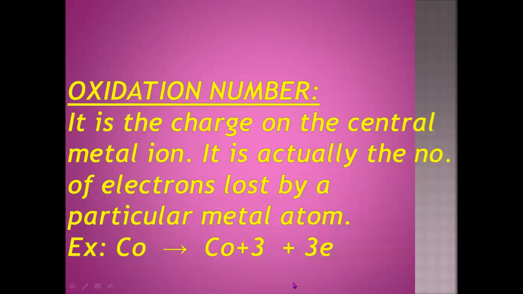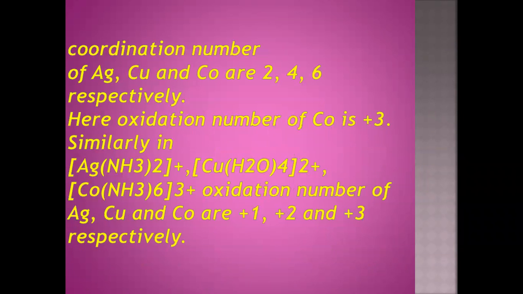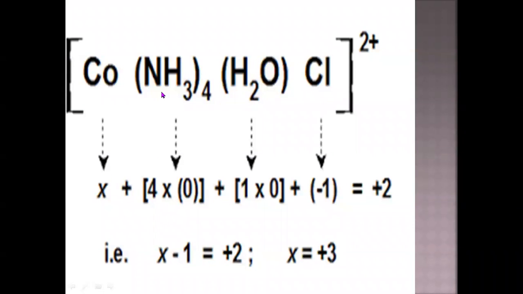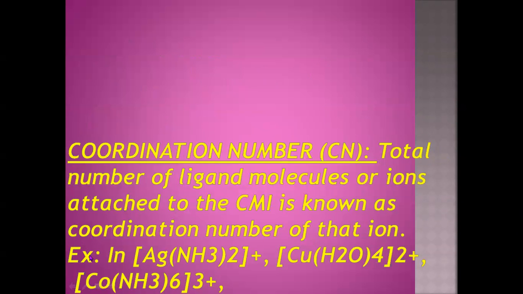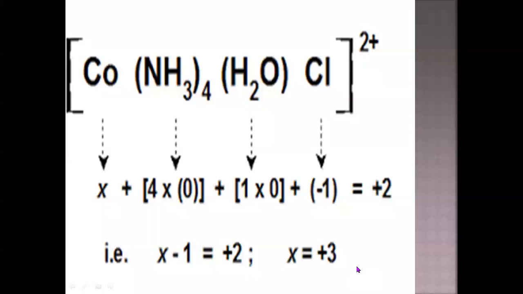But what happens here? Sometimes, look here, in this case, there are 3 different ligands. One is ammonia, another is H2O, water, and the third is Cl. Why? Because as I told you, cobalt can accept 6 pairs of electrons, and here only 4 ammonia molecules are there, so they can donate only 4 electron pairs. So 2 more electron pairs it can accept.